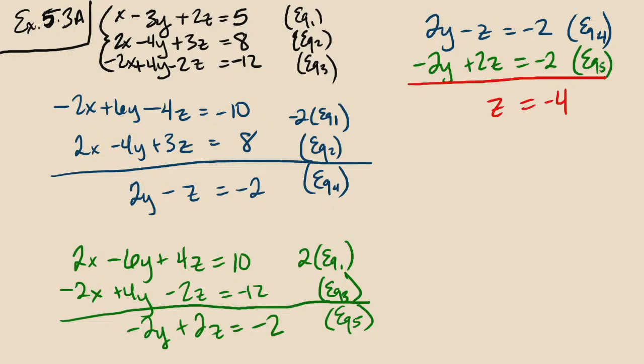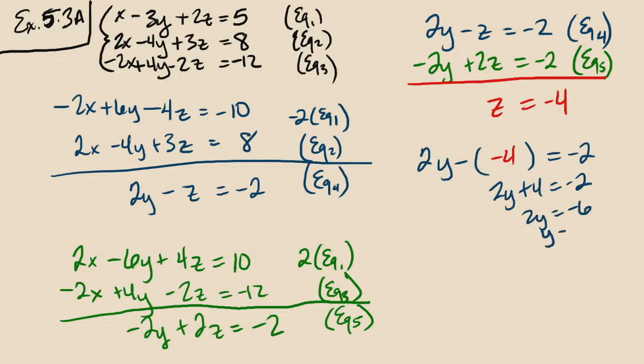And now I need to plug in to a different equation. I'm going to plug that -4 into equation 4. So I'm going to take 2y minus z is equal to -2. We're going to plug in that -4 here. Notice that I'm just solving backwards then. So then 2y plus 4 equals -2. 2y equals -6. y equals -3. So now I've gone through and done that. And again, this one here was equation 4 plugging in.